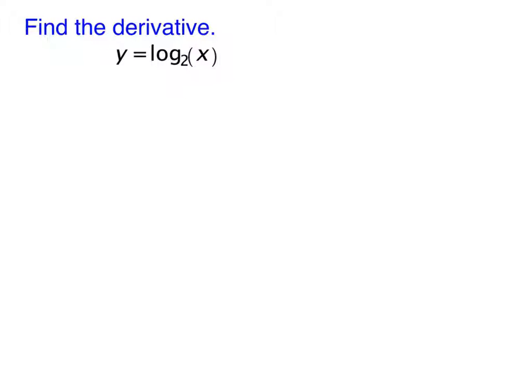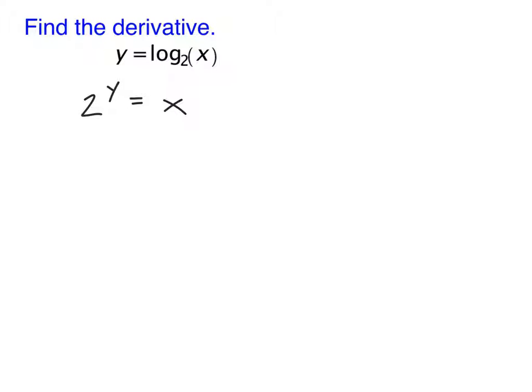Now, how can I get rid of log base 2? I can turn it into exponential form. So that's going to be 2 to the power of y equals x. Now that is something that we can find the derivative of.